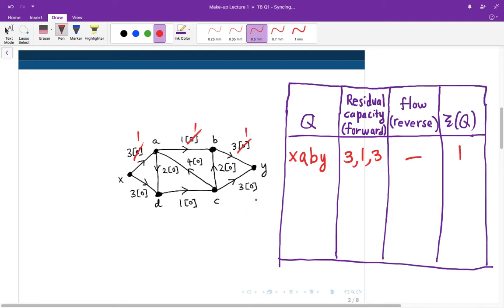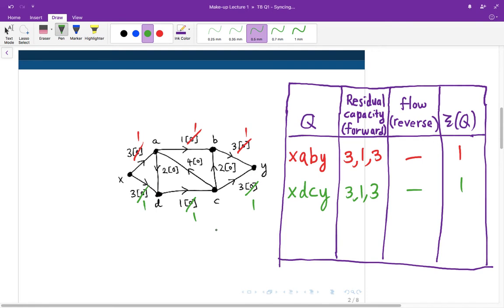Okay. Next, we try to find another f-incrementing path. Here's one of them. The path is given by X followed by D, and then C, and then Y. Again, all the arcs are forward arcs, and the current flow on every one of them is strictly less than the capacity. Again, the residual capacities are 3, 1, and 3. There are no reverse arcs, so epsilon Q is just 1. Hence, we can increase the flow by 1. And by doing this, we have the following revised flow.